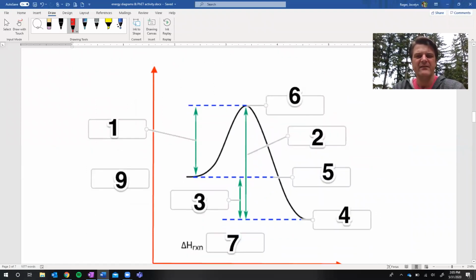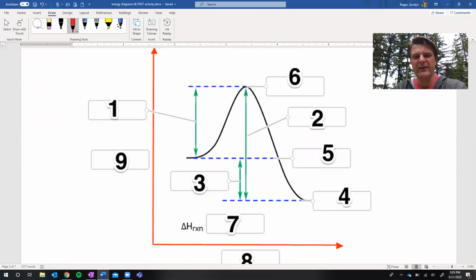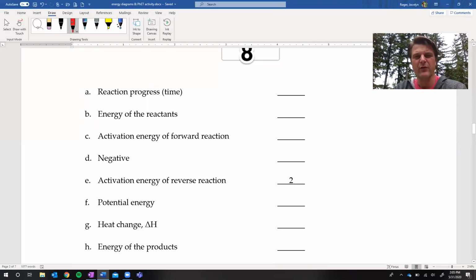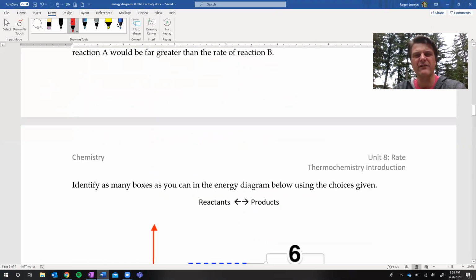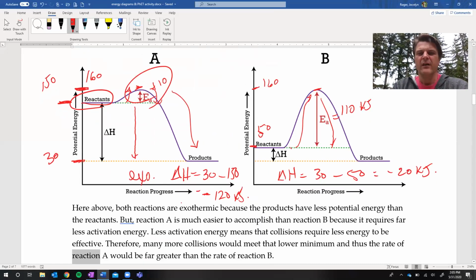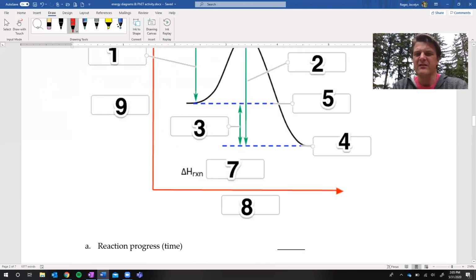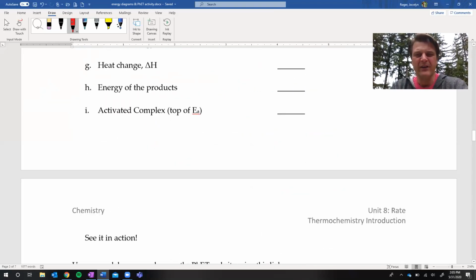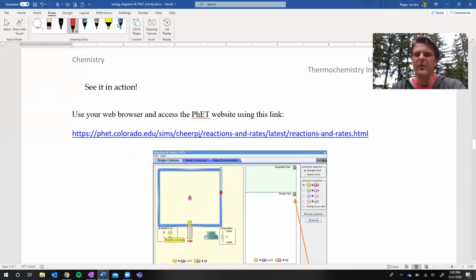This is the beginning of your activity here, where you have a graph, and you simply have to put in the correct terms, like for 1 to 9 over this graph, and use these as a guide to help you. Once you have completed this little fill in the blank, I've included for you an online activity from the University of Colorado, which is absolutely fantastic, on the PhET, P-H-E-T, website, on reaction rates and bond energy.